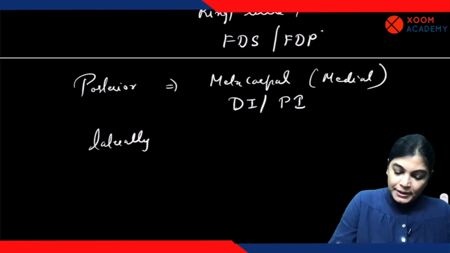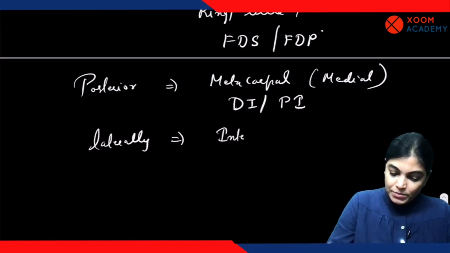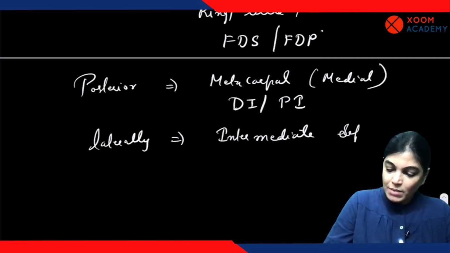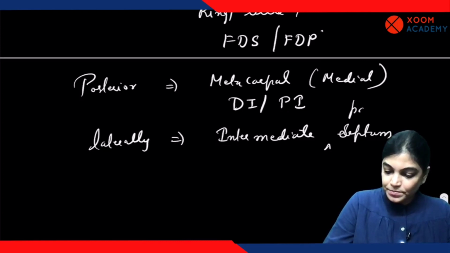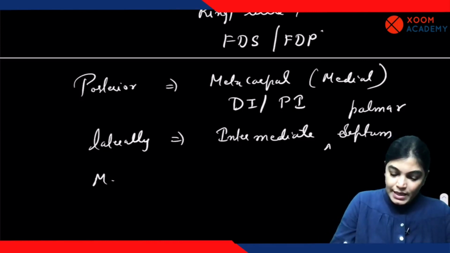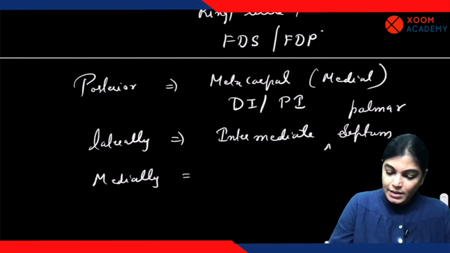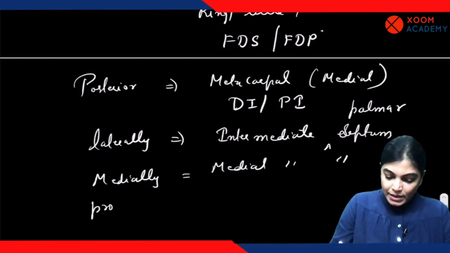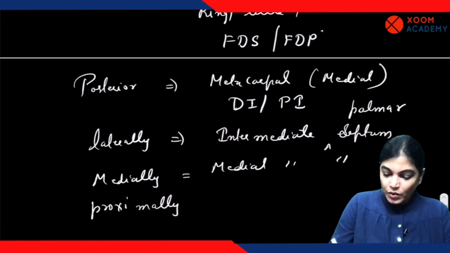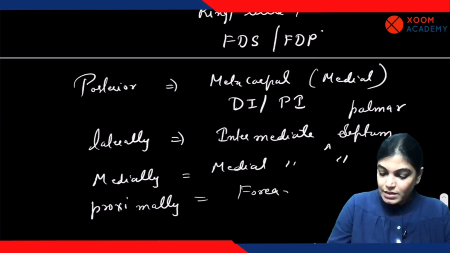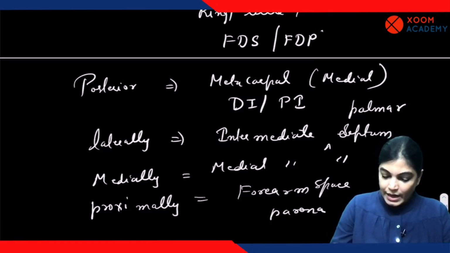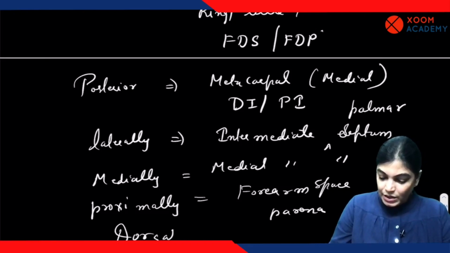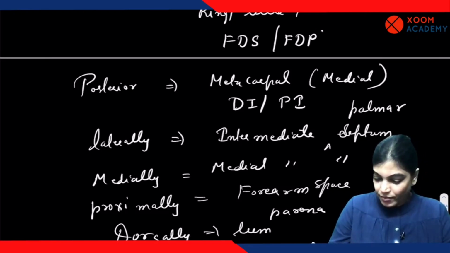Laterally it is bounded by the intermediate palmar septum, and medially it is bounded by the medial palmar septum. Proximally it is continuing with the forearm space of Parona, and distally it is continuing with the lumbrical canals.